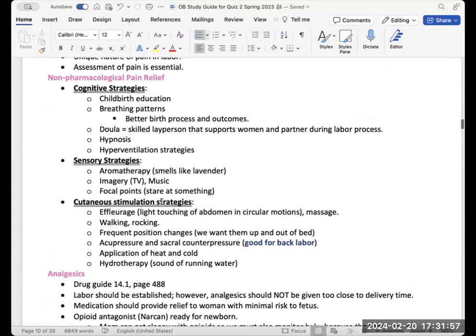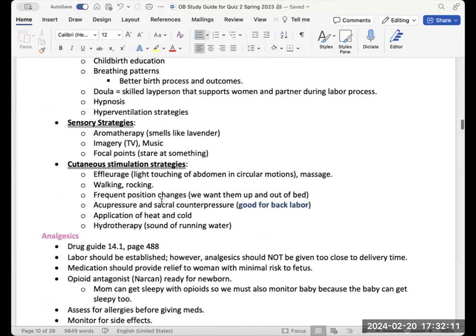For this, I'm not going to get too much into all of it because I did talk about that some in the other video, but just know there are different things you could do: breathing exercises, hyperventilation strategies, aromatherapy, music, focal points. Two things that I know she asked for 100%, or actually, let me say three things, is hydrotherapy. The sound of running water can be therapeutic to someone as a non-pharmacologic method during labor, like feeling that pain. Acupressure and sacral pressure are good for back labor.